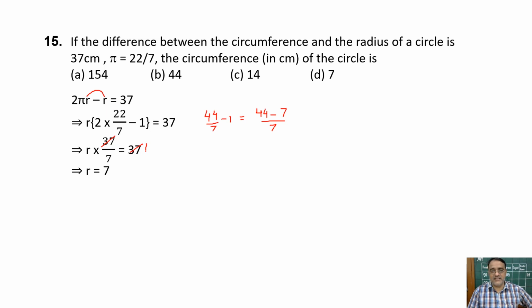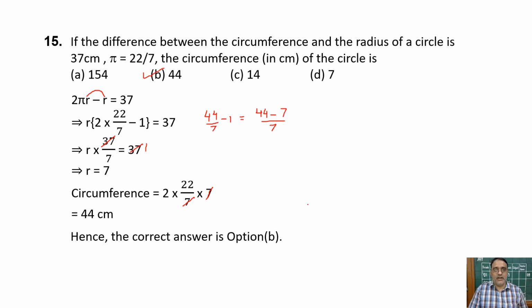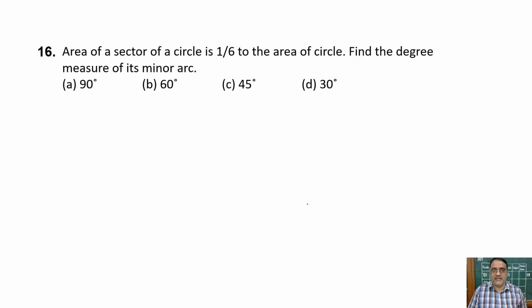Now we have to find the circumference. If it is area, then we have to find the area, right. Right now we have to find the circumference here. So circumference is equal to 2 pi r. That is 2 into 22 by 7 into 7. So 7 cancels and we are getting 44 centimeters. So the correct option is Option B, right. So now we are moving toward question number 16.